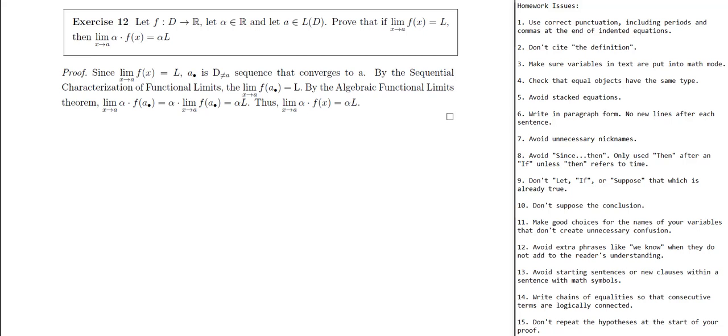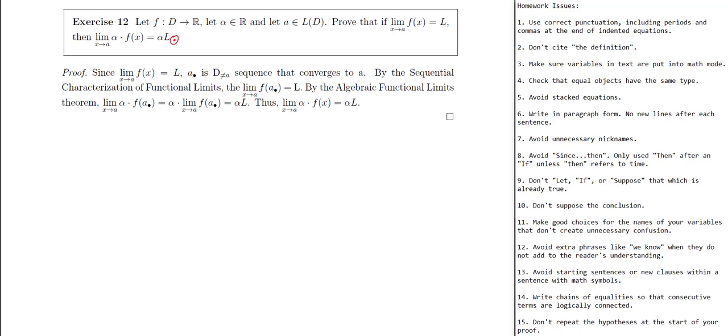Let's see. In this one, we have a function f from a domain D to the real numbers. Alpha is some real number, and a is a limit point of D. Prove that if the limit as x goes to a of f of x equals L, then the limit as x goes to a of alpha times f of x is equal to alpha L. Right off the bat, we've got to remember our periods in there.